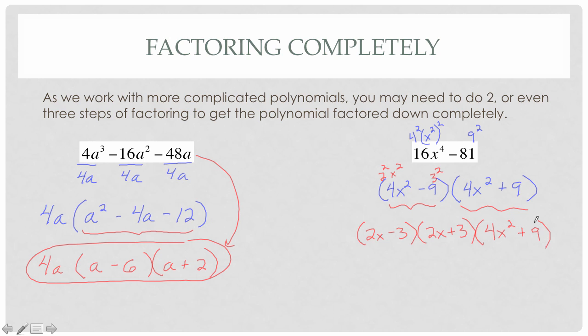But there we go. I had to do a couple rounds of factoring to turn that into this. There's the factored form of 6x to the fourth minus 81. So hopefully there's a couple examples of how we need to do oftentimes a couple steps of factoring to try and break down our polynomial as far as possible and into pieces to be able to do different things with it.